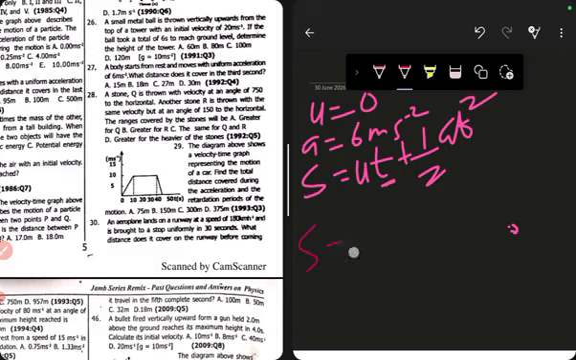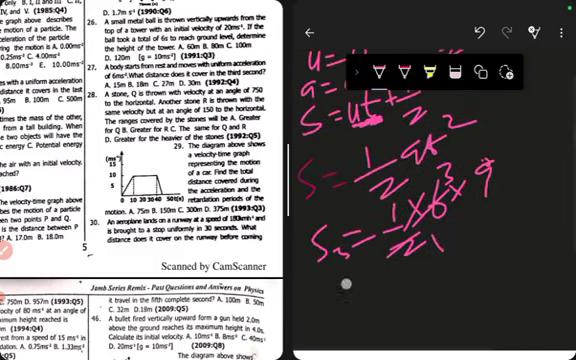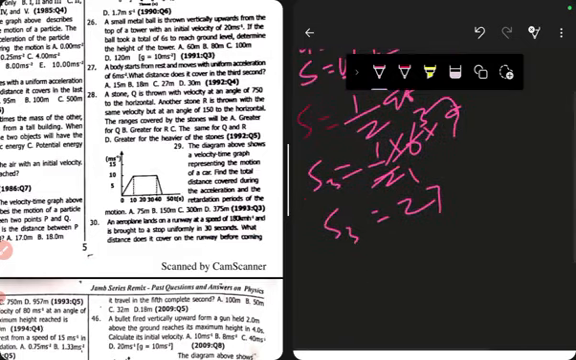Moving on, we have to get the distance covered in 3 seconds. S is equal to, U is out because U is 0, so the equation will now be half AT squared. So S is equal to half times 6 times 3 squared, which is 9. 2 goes into 6 three times, so the distance in 3 seconds is 3 times 9, which is 27, minus the distance in 2 seconds.